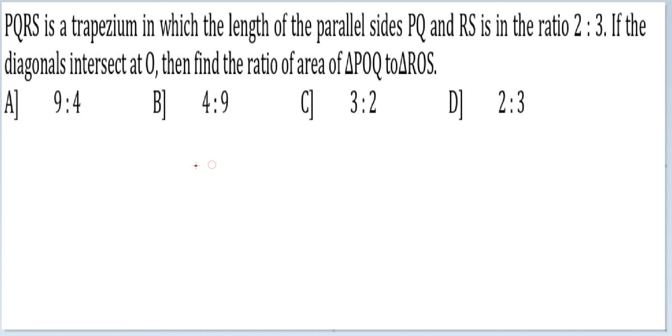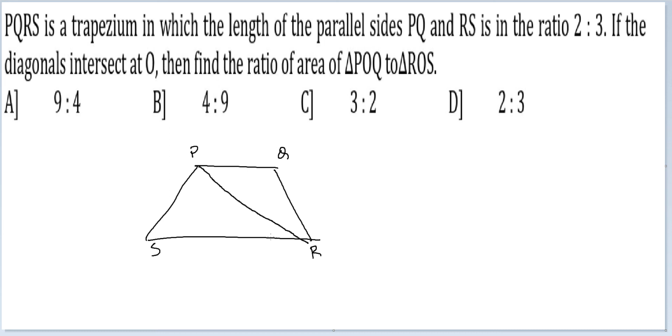Let us make the trapezium first. They look something like this. PQ is small, so PQ, RS. Now the diagonals intersect. Okay, this is O.